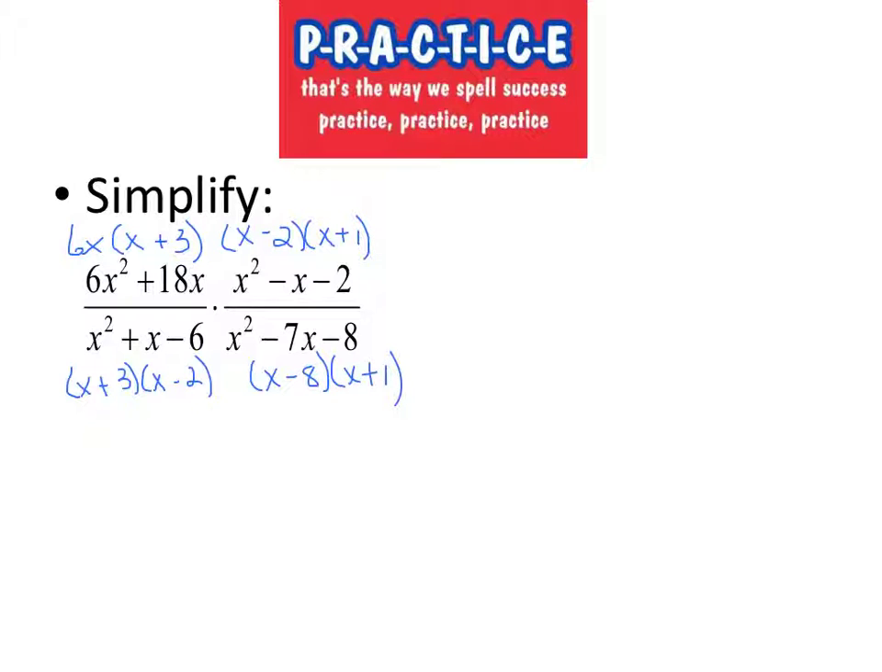Right, so first thing we do is we factor everything. Now we're going to reduce. So x minus 2 with x minus 2, x plus 3 with x plus 3, x plus 1 with x plus 1. So I'm left with 6x over x minus 8. And in this case, x cannot be 8. Okay. Alright, let's look at the next.